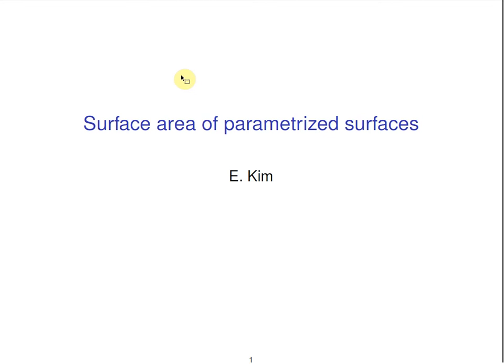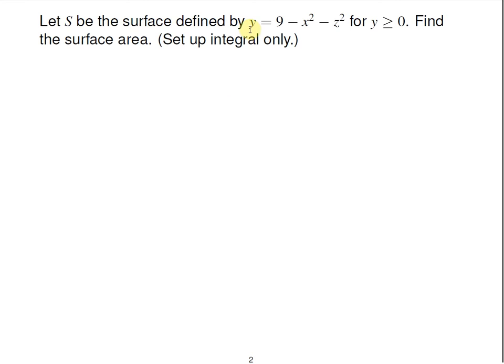This video will set up an integral representing surface area for a parametrized surface. The surface we're going to look at, S, is given by the equation y is equal to 9 minus x squared minus z squared. Though that object is actually infinite in size, so that would have infinite surface area, we need to cut this off at some point. So we're only going to look at the part where y is greater than or equal to 0, and we're only going to set up the integral and not actually evaluate.